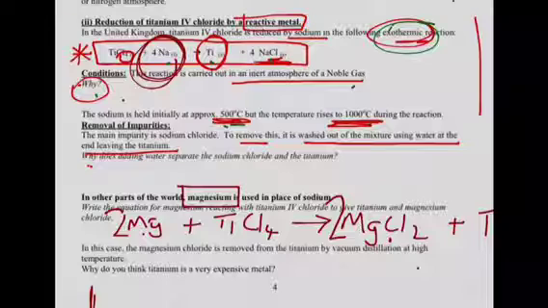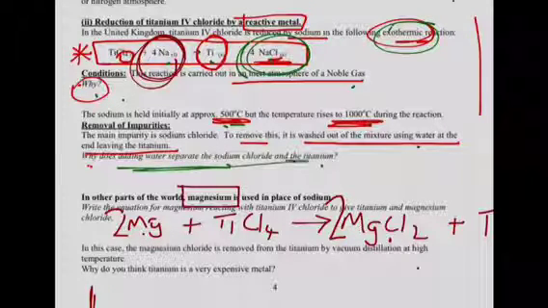The main impurity in this is sodium chloride, and then to remove that, it's basically mixed with water, and then the titanium is left behind. So the titanium is insoluble, sodium chloride is soluble, so that's why water will separate the two. This is soluble and can be dissolved away, and then the titanium, which is insoluble, can be filtered off.